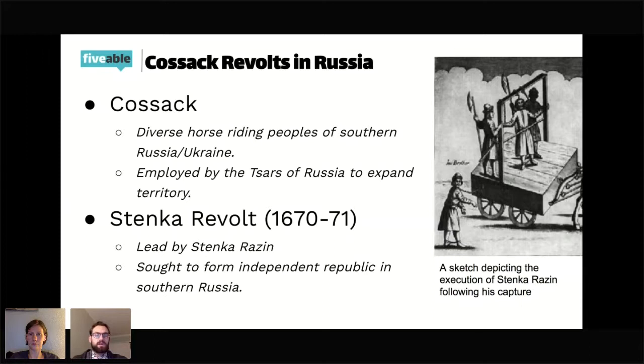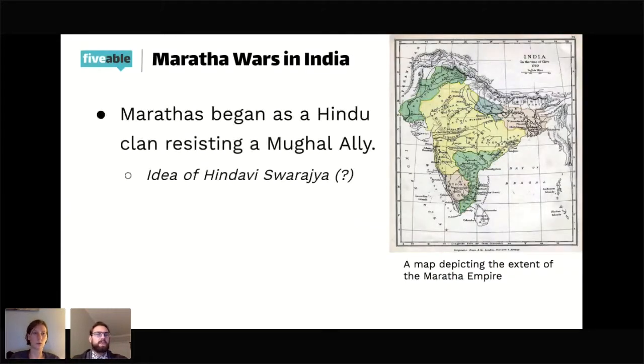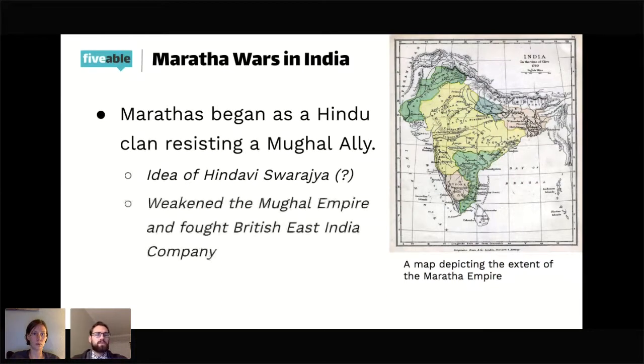Actually, one thing, Melissa, could you go to the slide about the Marathas? I want to really make sure we get this one thing. Yes, I skipped the Marathas entirely for time. So really quick, just this term that I've put here, Hindavi Swaraja. I put this in here because it's going to be important down the road in world history.